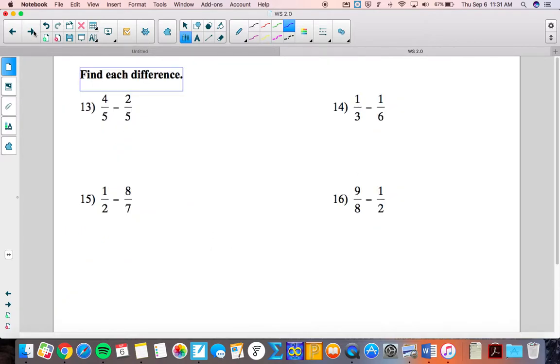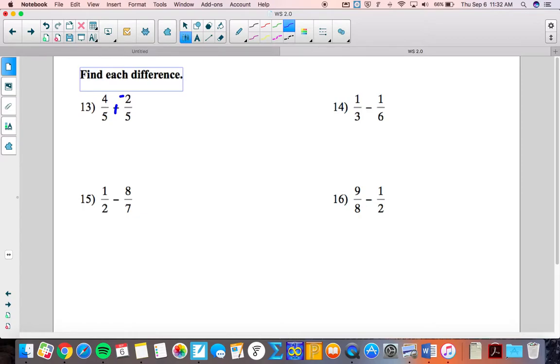Subtraction is really the same as adding, except we can call it keep, switch, flip, or adding the opposite. Keep, switch, flip means keeping the first value, switching subtraction to addition, and taking the opposite, flipping the sign of the second term.